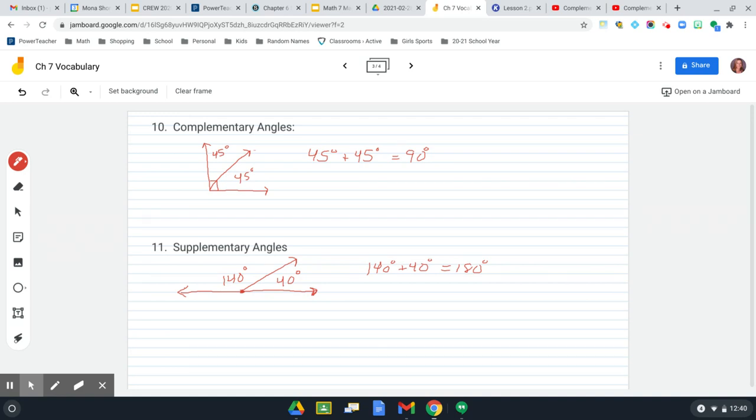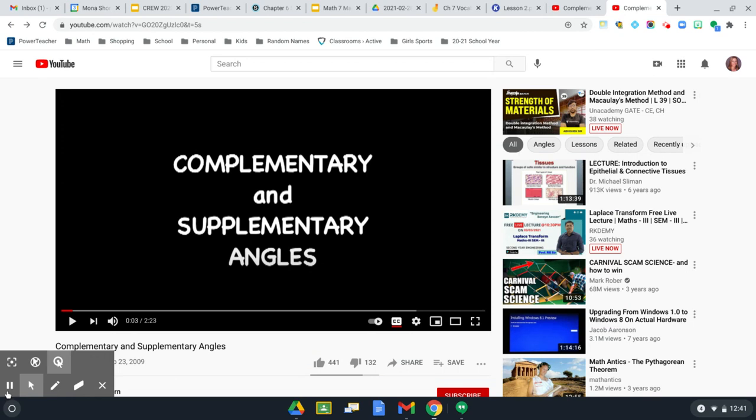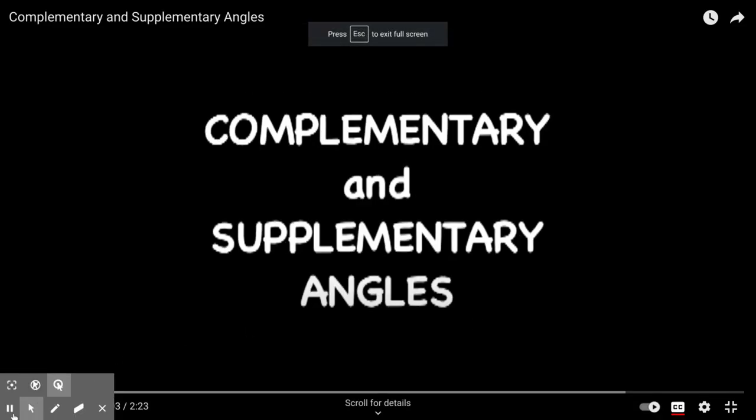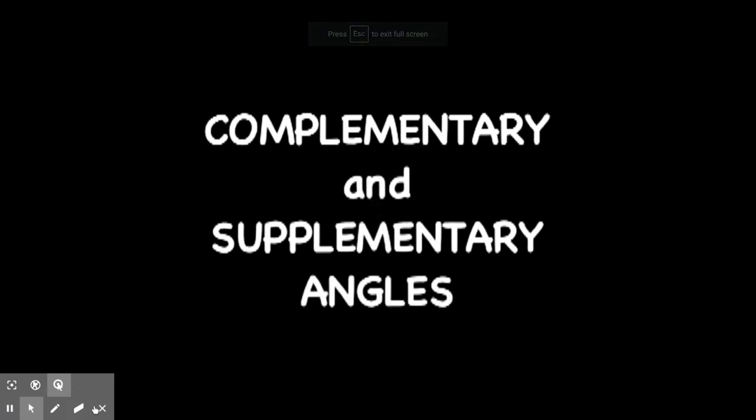So I would keep this vocabulary out next to you. The next video I'm going to show you is going to give you some hints on, how do you remember what a complementary angle is? How do you remember what a supplementary angle is? And so as you watch the video, if there's anything that you want to jot down next to the vocabulary there to help you out, then please do. So we're going to move to that video. Oops. All right, here we go.